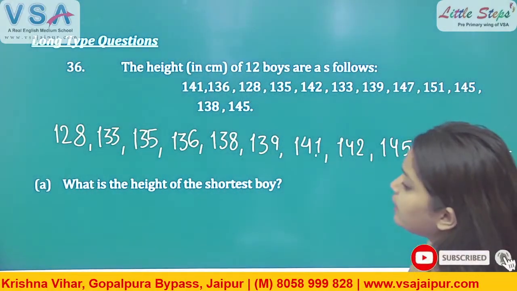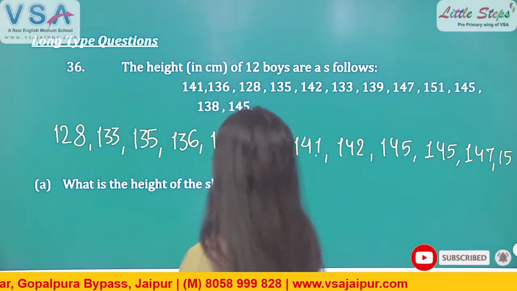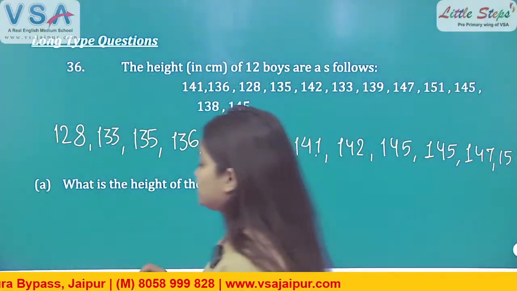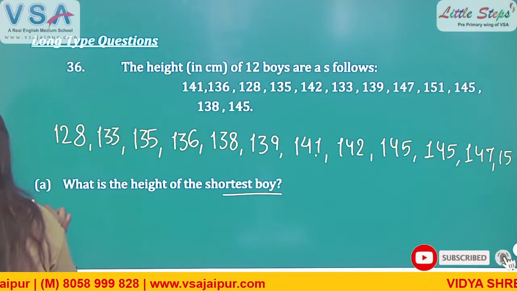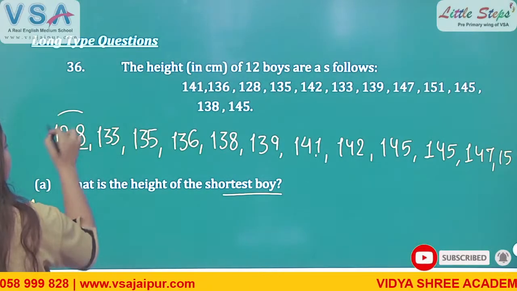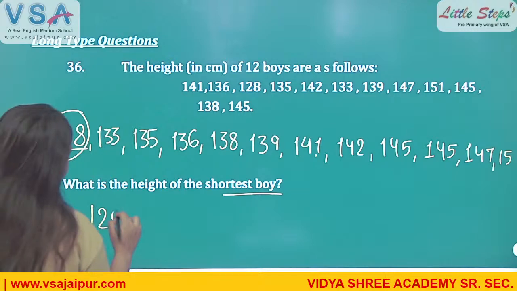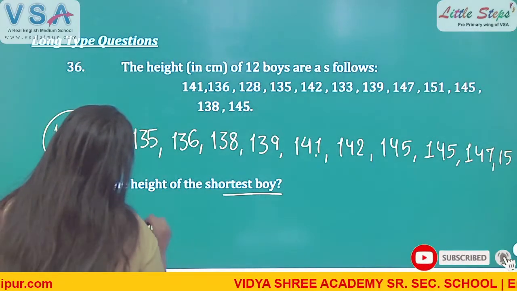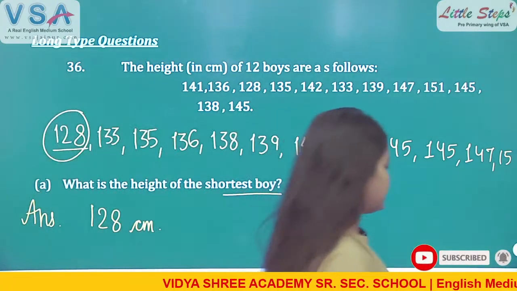So question number 1 is asking, what is the height of the shortest boy? Which is the shortest among all? As we can see clearly, 128 is the smallest one. 128 centimeters is the answer of this question. Clear?